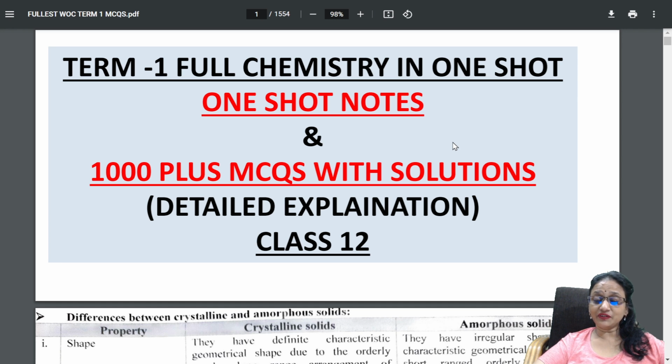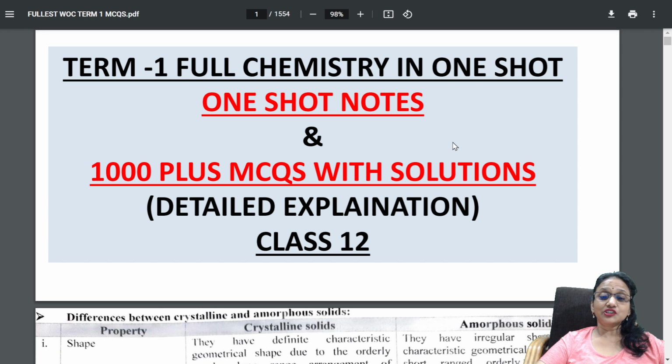Let's start. We will go chapter wise. First is your solid state chapter. Let us see what are the important concepts you have in the solid state chapter along with your MCQs. I'm going to cover, promise, every line of NCERT.